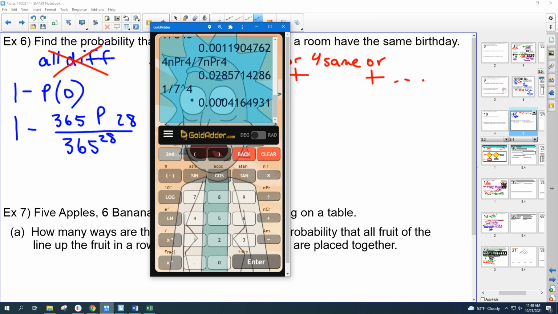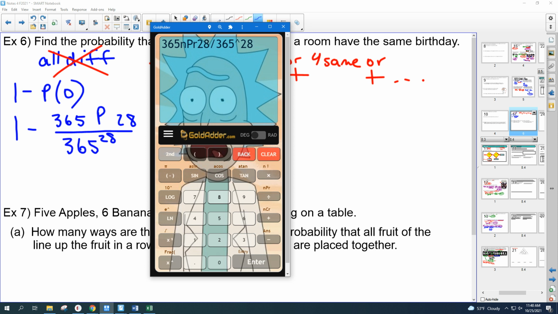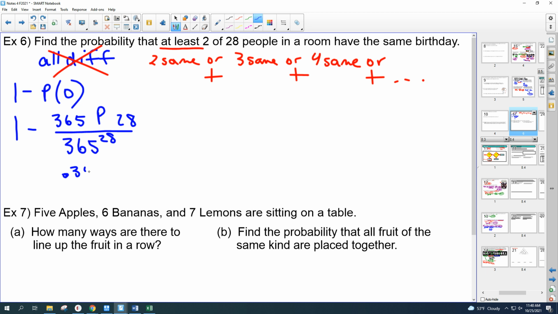So check it out. I'm going to do the fraction part first. 365 permutation 28 divided by 365 to the 28th power. 0.3455. What that means is there's a 35% chance that everybody has a different birthday. But that's not what I want. I want the opposite of that.